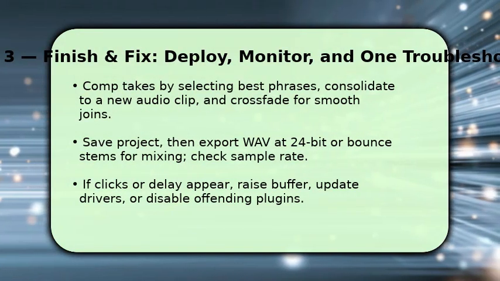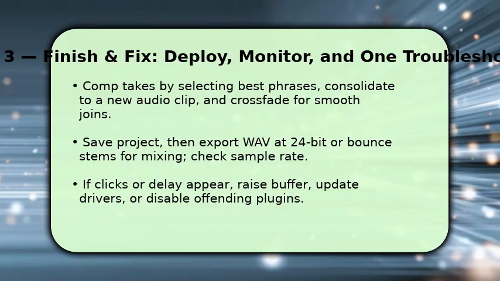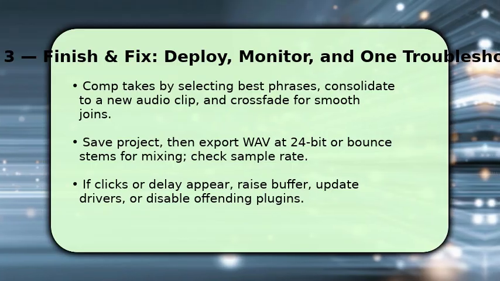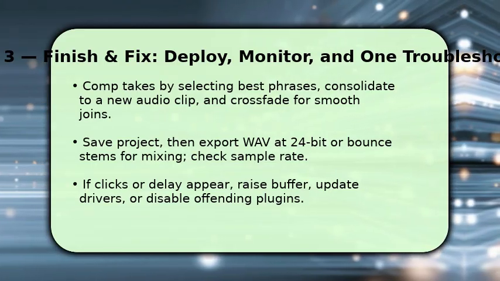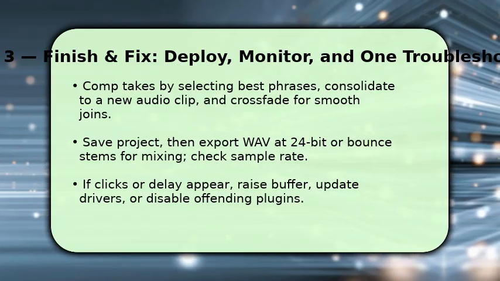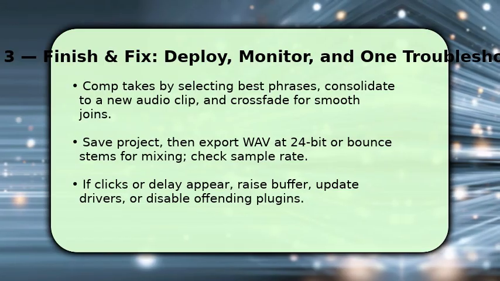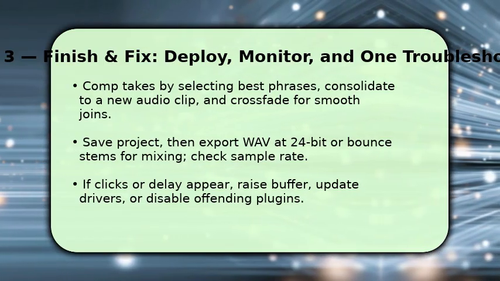Finish by comping your takes. Listen through playlist lanes, select the best phrases, slice and consolidate them to a new audio clip, and add short crossfades to avoid clicks. When happy, save the project, then export as 24-bit WAV or bounce stems if you plan to mix elsewhere. Make sure the export sample rate matches your session.